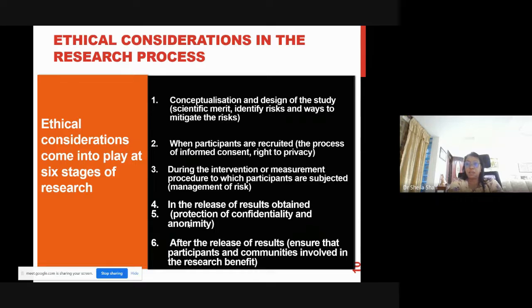If you're doing an intervention which will be risky for them, you choose the group that already has the illness, then you make it severe by your intervention, so you need to consider ethics in that. And then once you get results, it must be confidential.